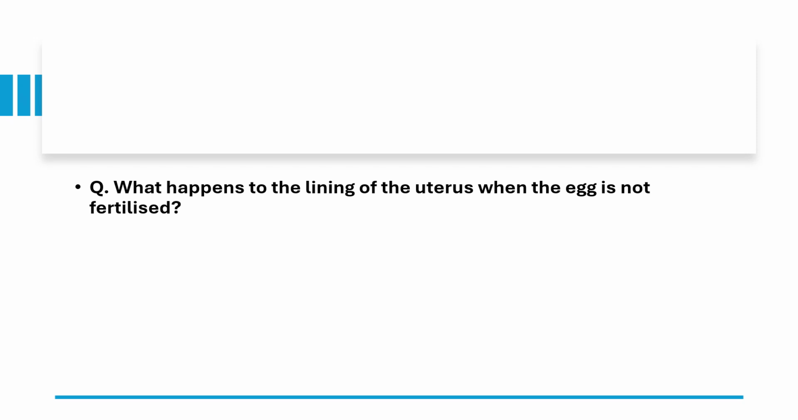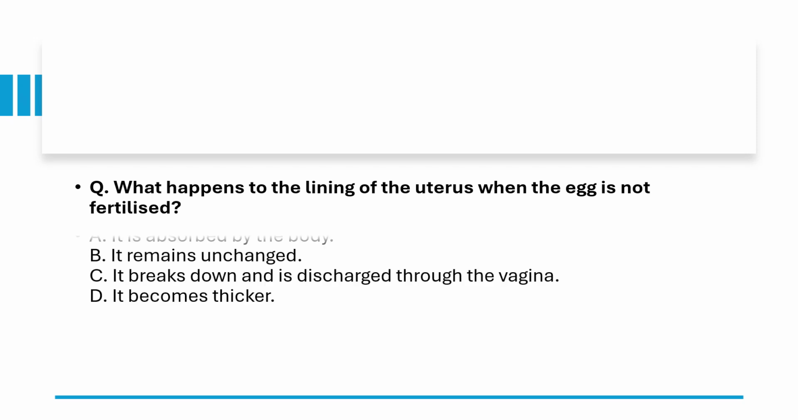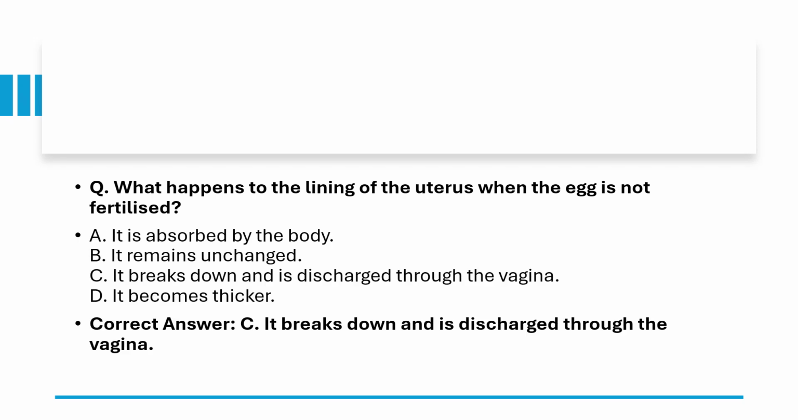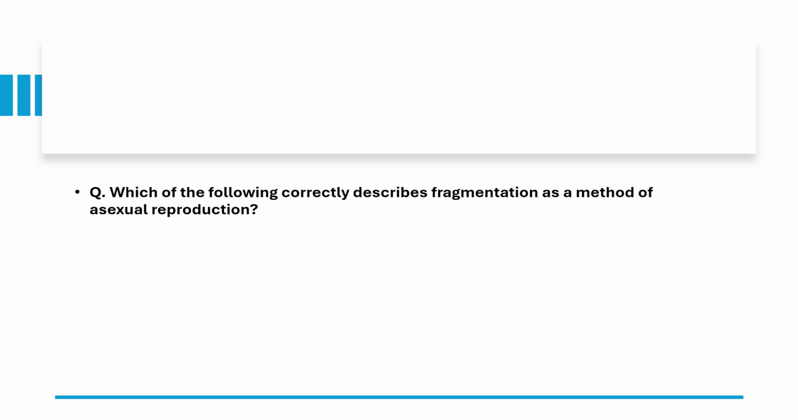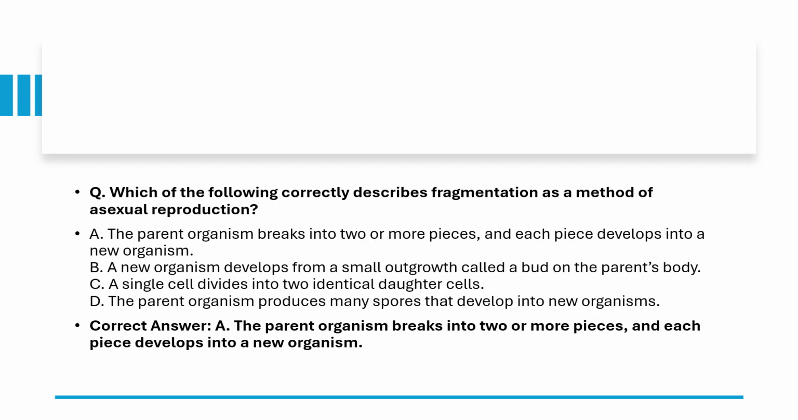What happens to the lining of uterus when the egg is not fertilized? Option C. It breaks down and discharges through the vagina. Which of the following correctly describes fragmentation as a method of asexual reproduction? Option A is correct. The parent organism breaks into two or more pieces and each piece develops into a new organism. Option A is the correct one.